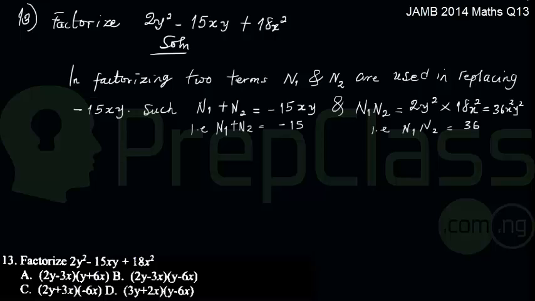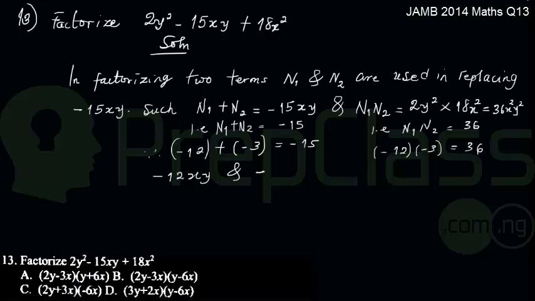Basically, the terms that will satisfy this condition, which are factors of 36, have to be minus 12 and minus 3. Since minus 12 plus minus 3 will give you minus 15, and minus 12 times minus 3 will give you 36. So we come to realize the terms would have to be minus 12 and minus 3, since minus 12 plus minus 3 would give you minus 15, and minus 12 times minus 3 would give you 36. So the two terms that will be used in replacing minus 15xy will be minus 12xy and minus 3xy.